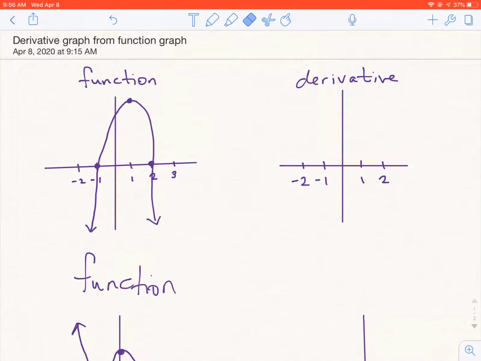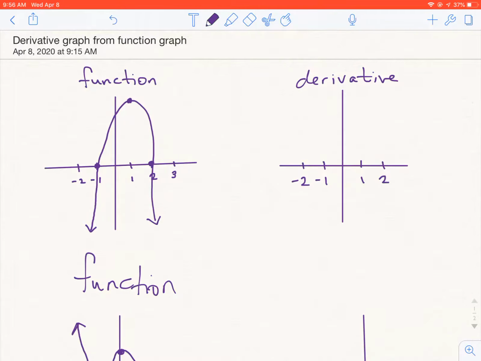Hey calculus friends, this is my last video with derivatives and function graphs. So make sure that you've watched them all and you understand them, because I'm going to post some homework later today. Alright, so this time we're going to go from the function graph to the derivative graph.